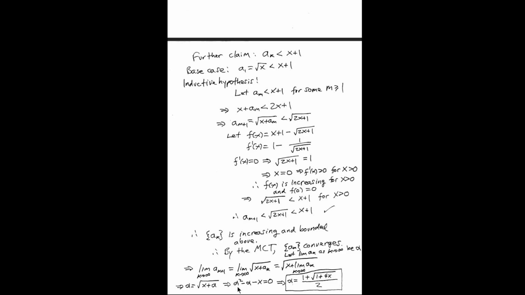Bringing things together, this says that alpha squared minus alpha minus x equals 0, which implies that alpha equals 1 plus the square root of 1 plus 4x, all over 2, using the quadratic formula. And noting that, of course, alpha must be greater than 0, so we don't use the negative square root here.